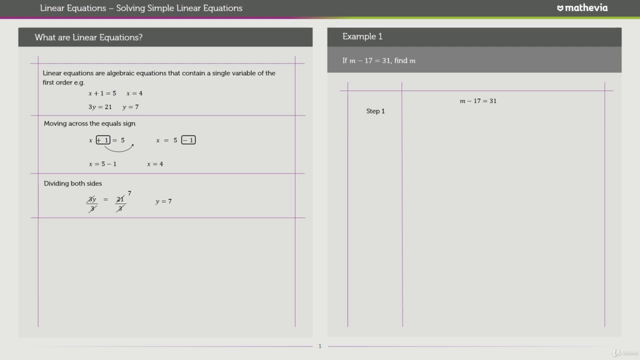So we don't like minus 17 sitting there. We want to move minus 17 over to the right, and this is how we go about doing this. We have m equals, we move minus 17 over to the right, it becomes plus 17. So m equals 31 plus 17, and when you work that out, you have m equals 48, and that's it. Very simple, very straightforward. Let's move on.